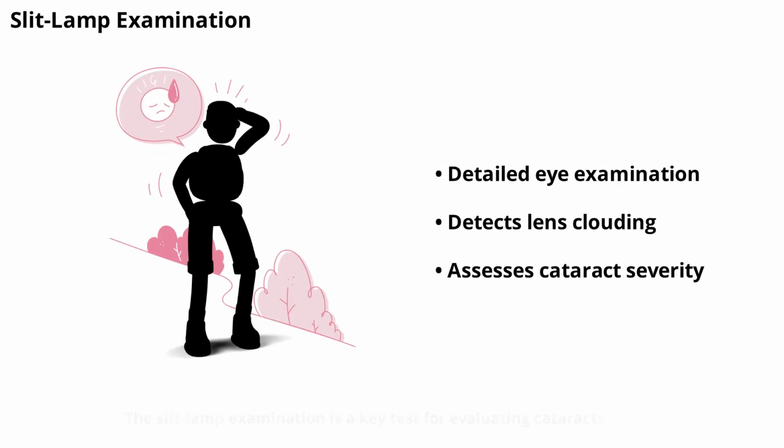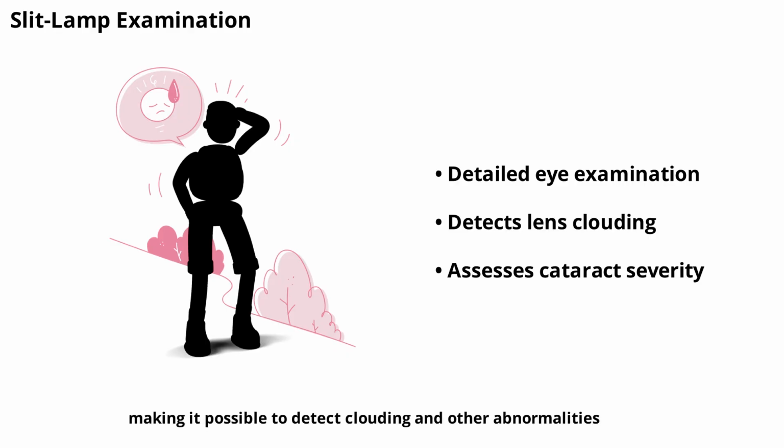The slit-lamp examination is a key test for evaluating cataracts. Using a specialized microscope with a bright light, the eye care professional examines the front and back parts of the eye in detail. This test allows for a close look at the lens, cornea, and other structures, making it possible to detect clouding and other abnormalities. The slit lamp exam is essential for assessing the severity and type of cataract, as well as identifying any other eye conditions that may be present. It's a standard part of a comprehensive eye exam.